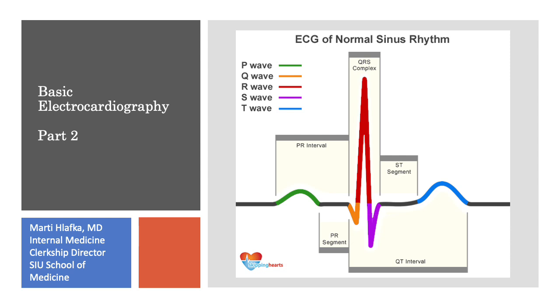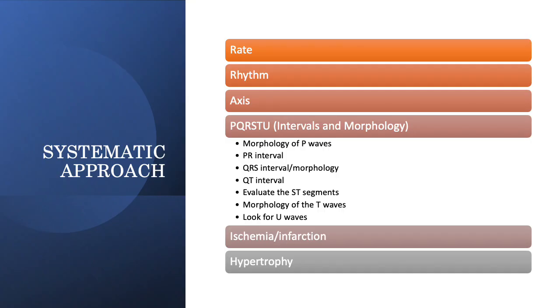I'm the Internal Medicine Clerkship Director at SIU School of Medicine, and this is part two of a three-part workshop on basic electrocardiography. As a reminder, part one included a lot of preliminary basic information about EKGs, including limb leads versus precordial leads, the placement of those leads on the patient, and the layout of those leads on a 12-lead EKG. It also included normal intervals, as well as a discussion of how to determine rate.